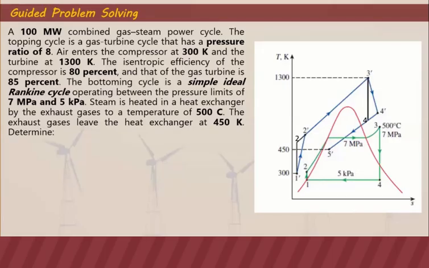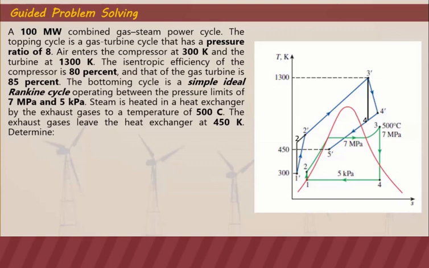We have guided problem solving related to the topic binary vapor power cycle. So we're given here a 100 megawatt combined gas steam power cycle. The topping cycle is a gas turbine cycle that has a pressure ratio of 8. Air enters the compressor at 300 Kelvin and the turbine at 1300 Kelvin. The isentropic efficiency of the compressor is 80% and that of the gas turbine is 85%.